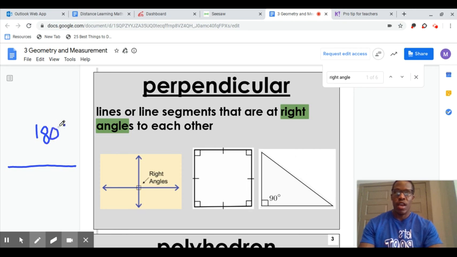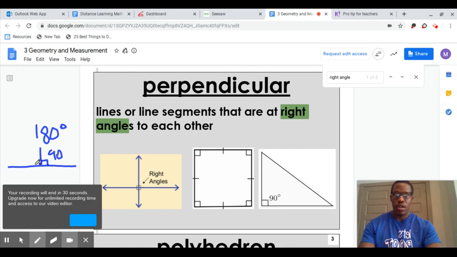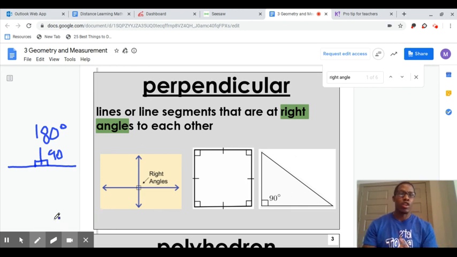Now, what do you think would happen if I take a straight angle and I divide it into 2 equal parts? Excellent. You'll get 2 right angles. 90 degrees on this side. And you can do the exact same thing on the other side. 2 90-degree angles equals 180 degrees.